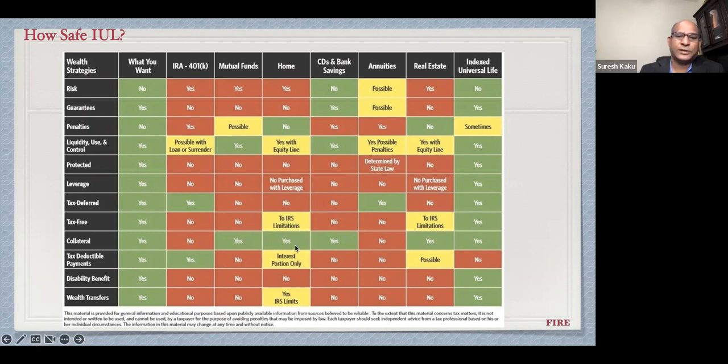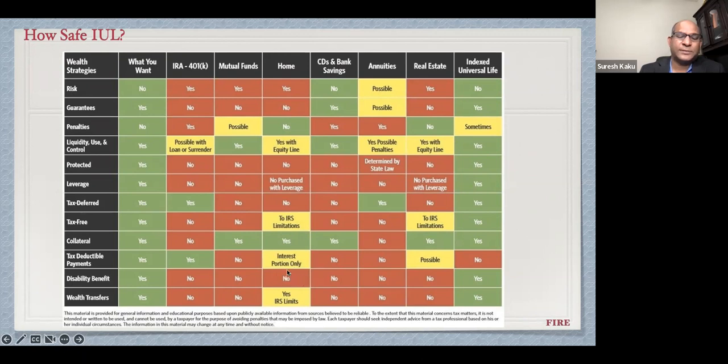Collateral? Yes, you can use this equity to get a loan out of it. Is it tax deductible? Only the interest portion is tax deductible. But a couple of years ago, Trump made $10,000 the maximum. So most of us are not eligible to get any tax credit on the interest also.